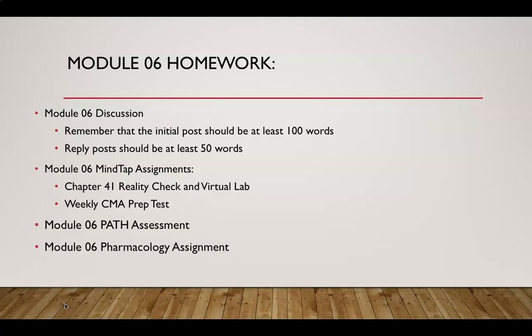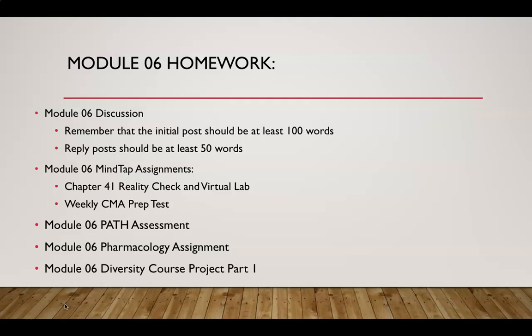Your Module 6 Pharmacology assignment will open Tuesday after class, and it will be open through Sunday at midnight. Again, you will have multiple attempts at this, but it is timed. You do have 120 minutes to take this. You have unlimited attempts, and it is 20 questions.